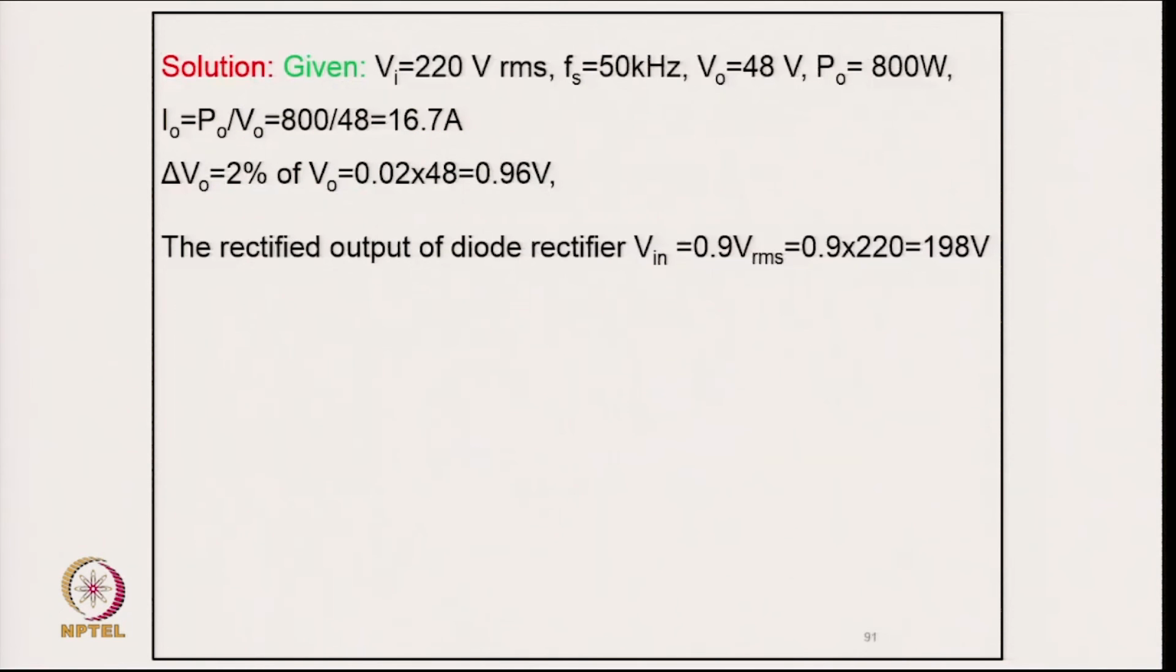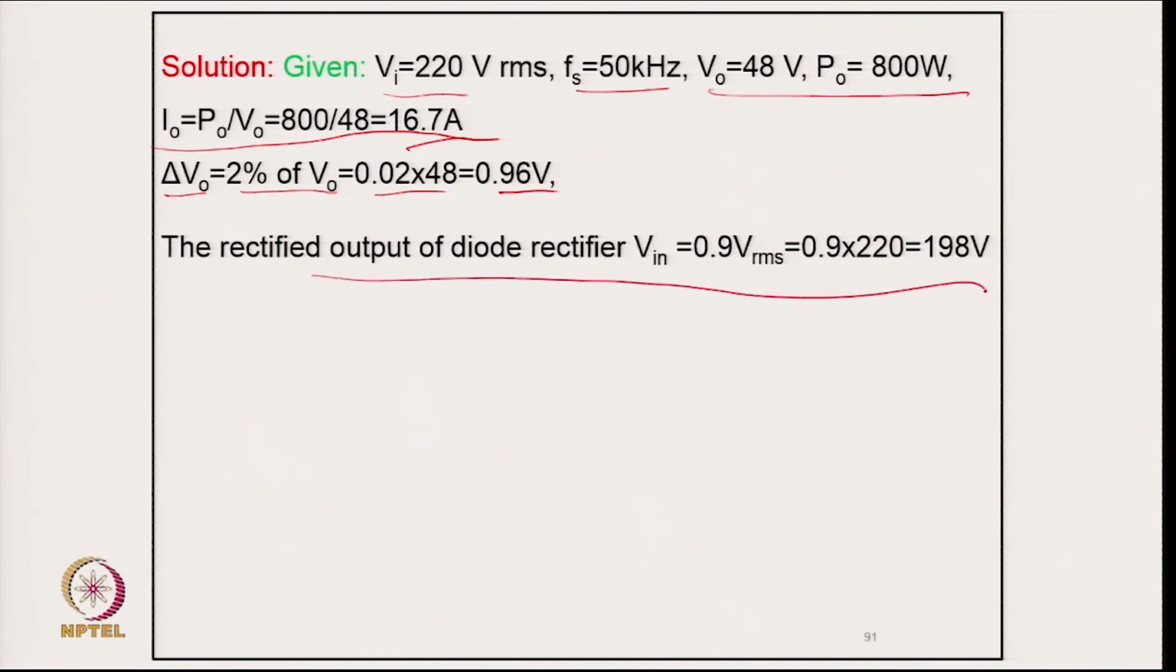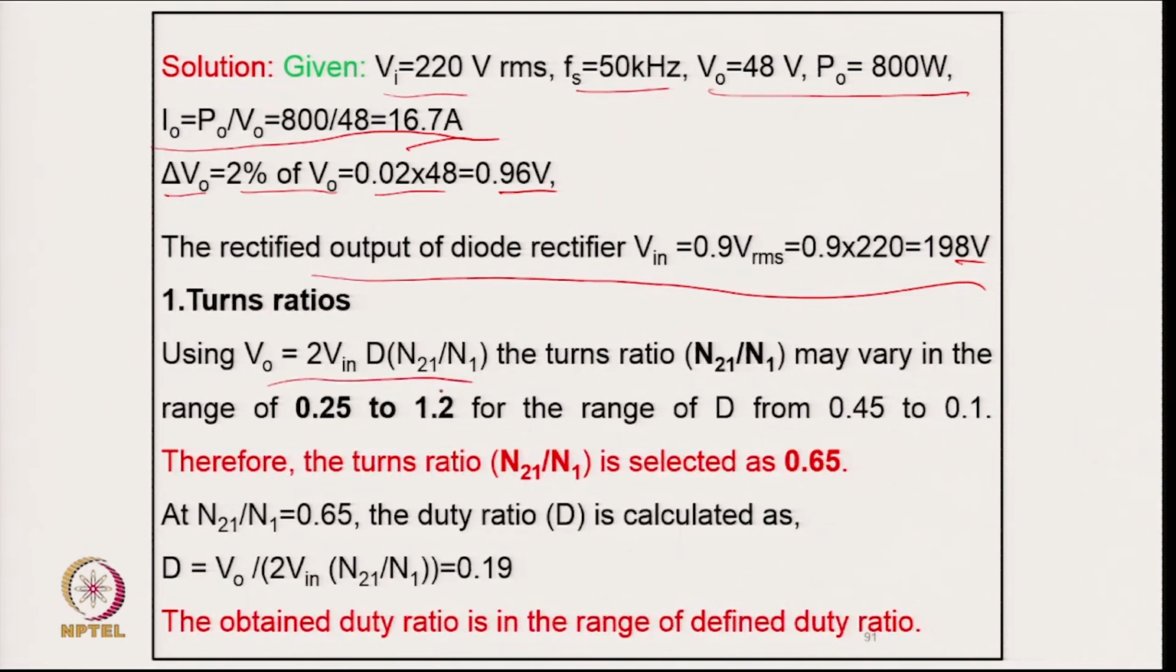And coming to the numerical part, input voltage 220 volt at 50 kilohertz design, output voltage 48 volt and output power 800 watt. So, we can find output current P0 upon V0, so it comes 16.7 ampere, and the output voltage ripple 2% of output voltage comes 0.96 volt, and the rectified average voltage is 0.9 times 220, so it comes like 198 volt. The turns ratio from the relation of V0 upon Vin may vary between 0.25 to 1.2 if D is selected between 0.5 to 1. Therefore, the turns ratio is selected 0.65. Once you select the turns ratio, D is calculated 0.19.